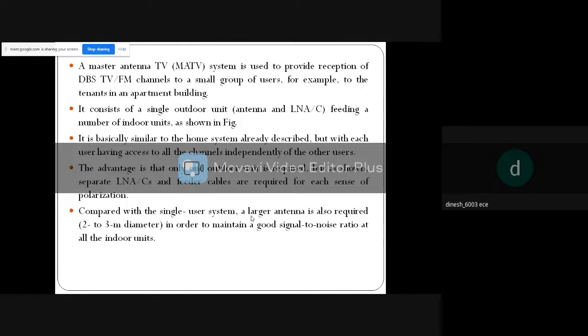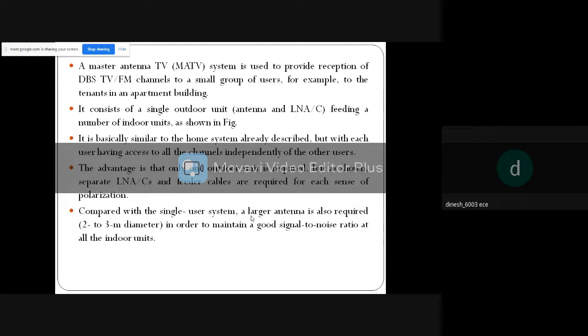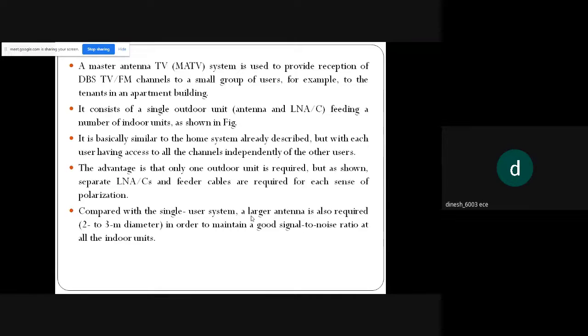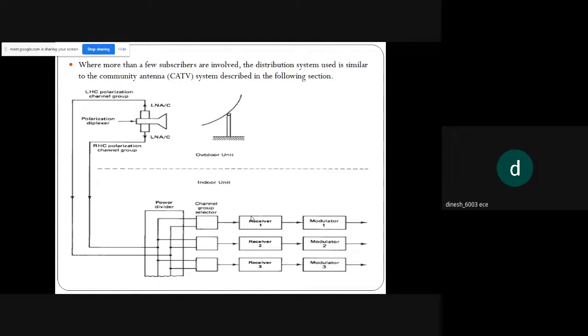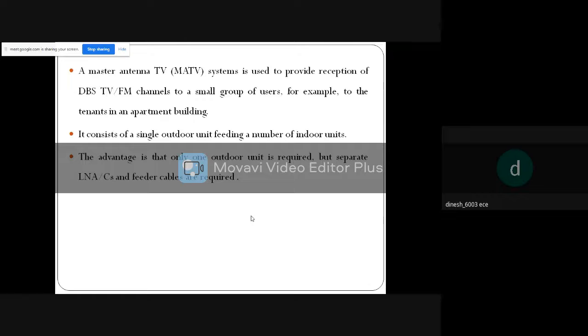The advantage is that it requires only one outdoor unit, and feeder cables are required for each sense of polarization. So that is to be maintained. Compared to a single user system, a large antenna is also required, varying from 2 to 3 meter diameter, in order to maintain a good signal to noise ratio at the indoor units. So here a few subscribers are used. You can see this is MATV.